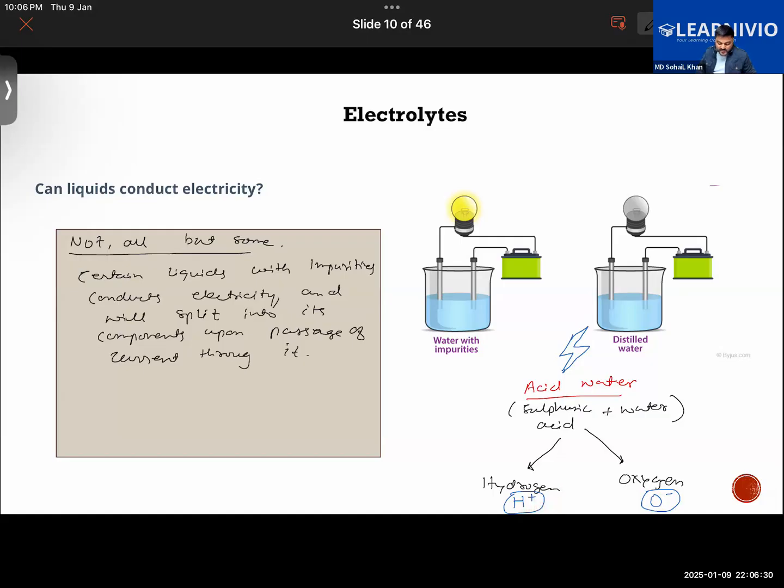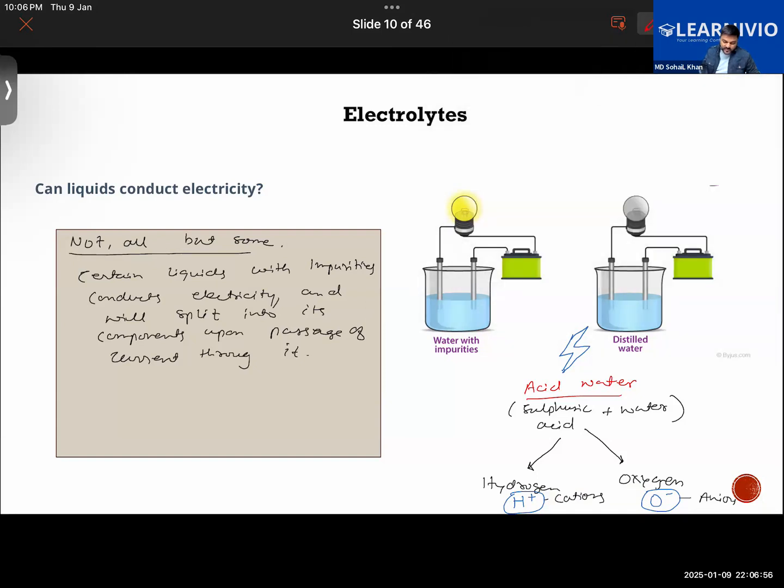The positively charged particles are cations. The negatively charged are anions, right? So the components here are basically the ions into which it is splitting up. That is what the component here is being referred to, that certain liquids with impurities conduct electricity and will split into their components. So components were basically the cations and anions into which it will split up.